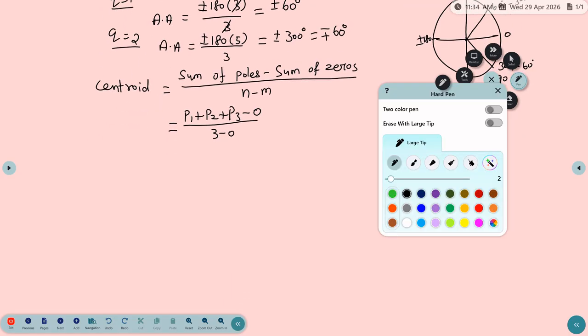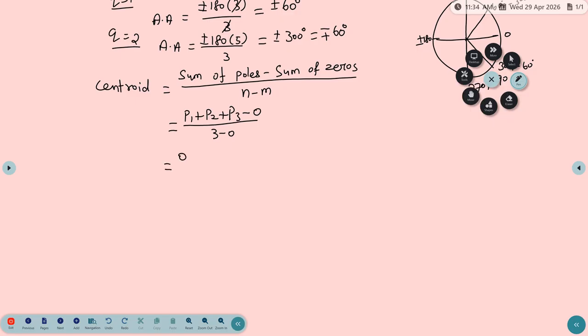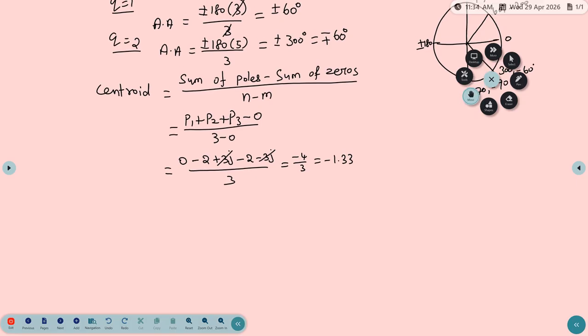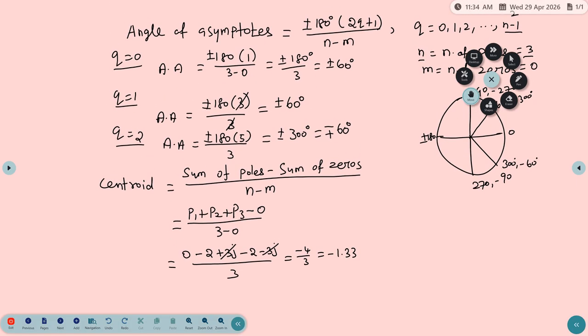Now substituting P1, P2, P3: P1 equal to 0, P2 is minus 2 plus 3j, P3 is minus 2 minus 3j, divided by 3. We can cancel plus 3j and minus 3j, which is equal to minus 4 by 3, which is equal to minus 1.33. So centroid equal to minus 1.33. The angle of asymptotes is plus or minus 60, minus or plus 60, both are the same. So 60 degree, plus 60, minus 60, then plus or minus 180.